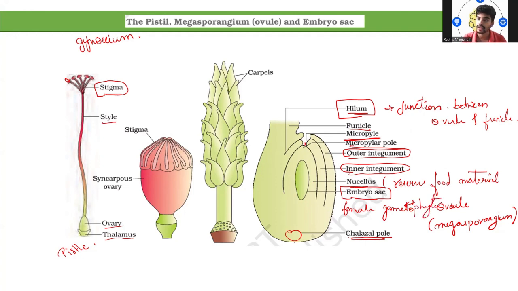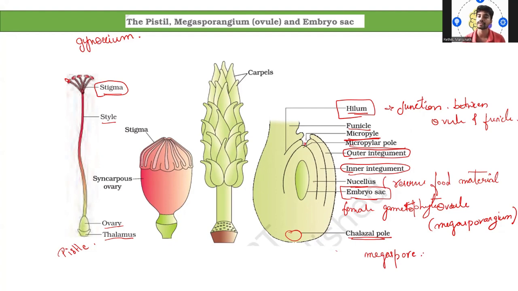Okay, so it is called the female gametophyte. Ovules generally have a single embryo sac; every ovule will have a single embryo sac. So what is it going to form? Megaspore. So this is all about the ovule.